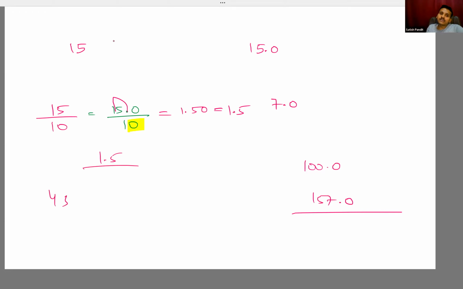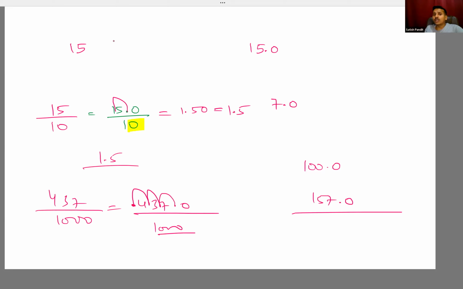Suppose I have 437 by 1000. 437 I can write as 437.0, no? By 1000. 1000 has three zeros. So one decimal, second decimal, third decimal. That means the decimal will come here, and before this there is no number, so I can put a 0, no problem. So it will become 0.437. Are you getting it?